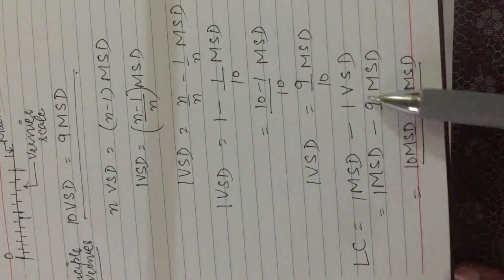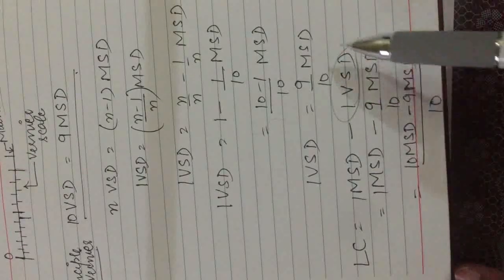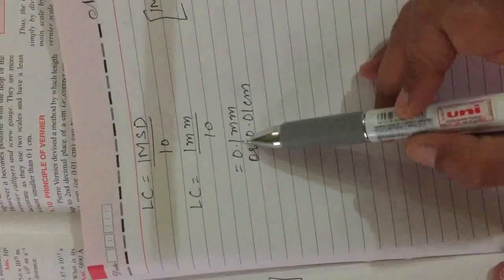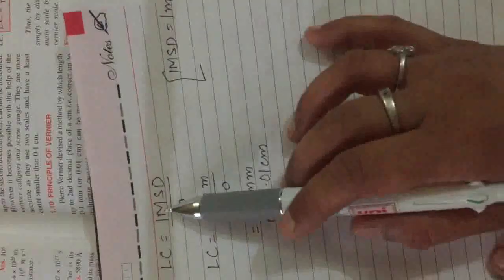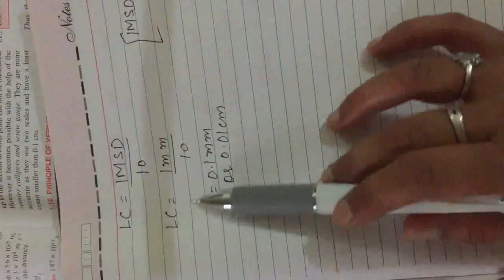Now the formula to calculate least count is 1 main scale division minus 1 vernier scale division. If we substitute the value of vernier scale division from here, we get this equation. On solving, we get least count equal to 0.1 millimeter. 1 main scale division is equal to 1 millimeter, so we have substituted the value of 1 main scale division as 1 millimeter. So we calculated the least count of vernier caliper as 0.1 millimeter or 0.01 centimeter. This is how we have to calculate the least count.